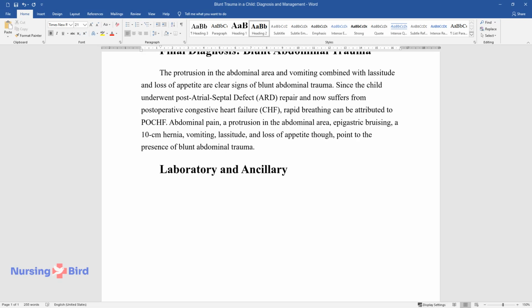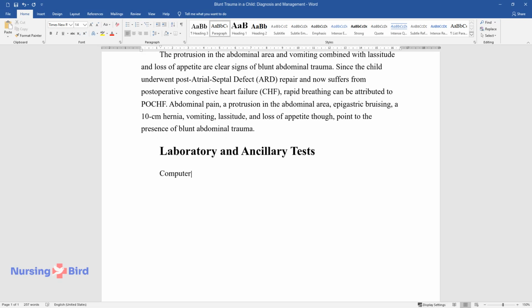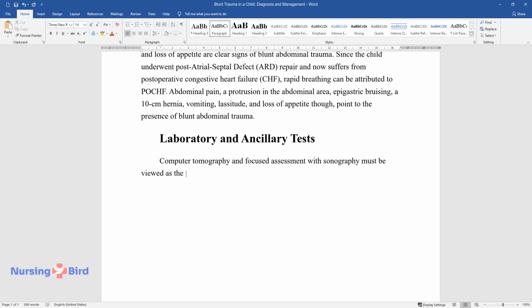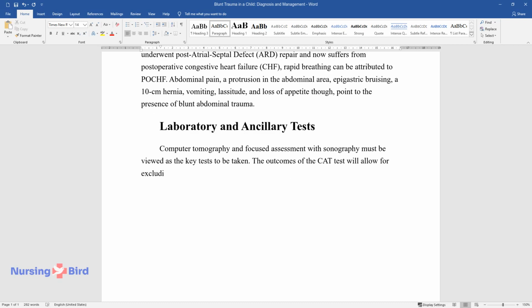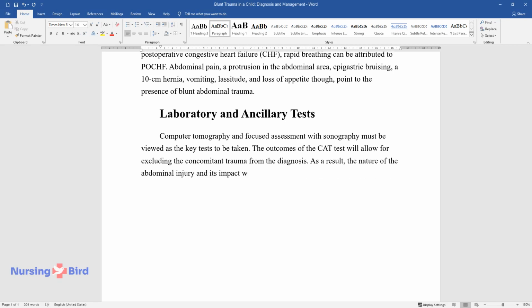Laboratory and ancillary tests. Computer tomography and focused assessment with sonography must be viewed as the key tests to be taken. The outcomes of the CT test will allow for excluding the concomitant trauma from the diagnosis. As a result, the nature of the abdominal injury and its impact will be evaluated.